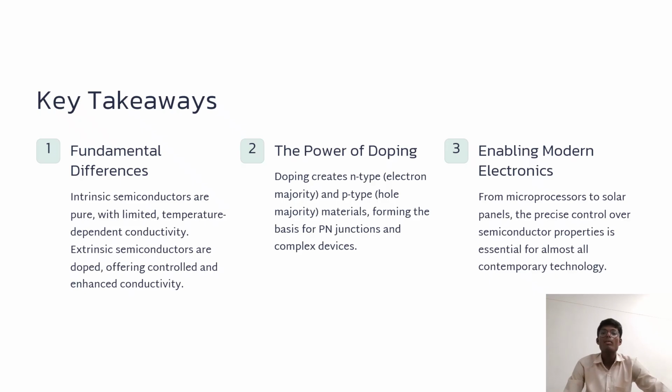Doping creates n-type, electron majority, and p-type, hole majority materials, forming basic p-n junction diodes and complex devices, enabling modern electronics. From microchips to solar panels, precisely controlling a semiconductor's properties is essential for almost all modern technology. This is about intrinsic and extrinsic semiconductors.